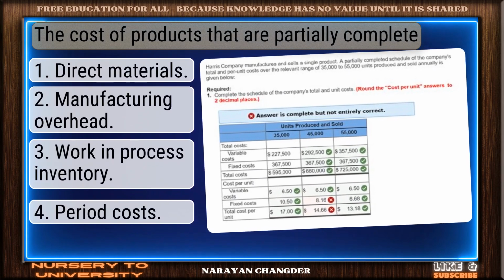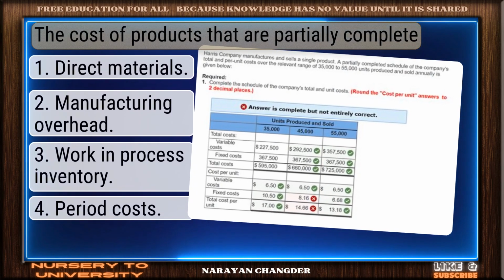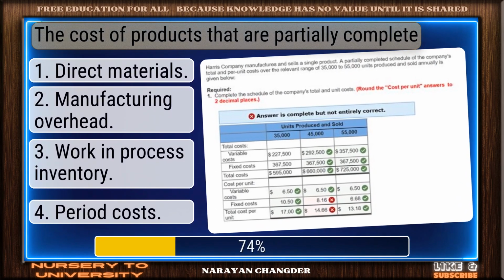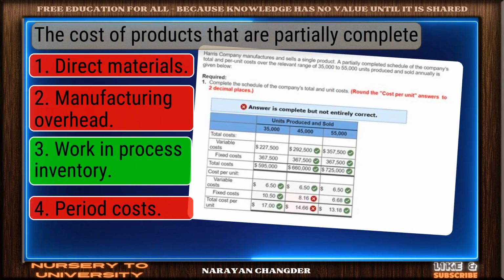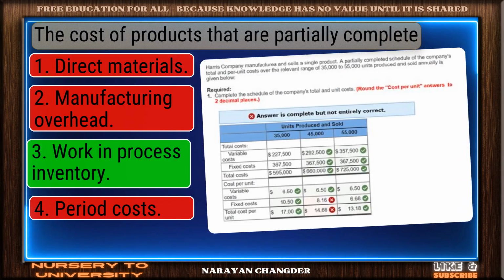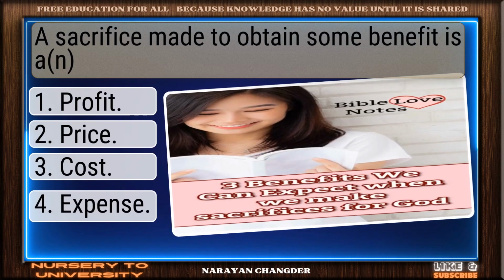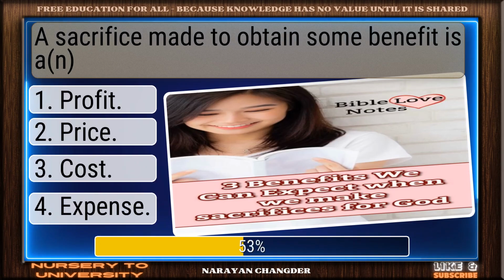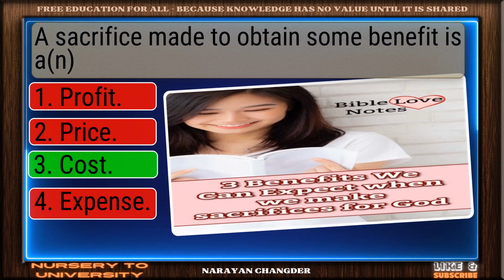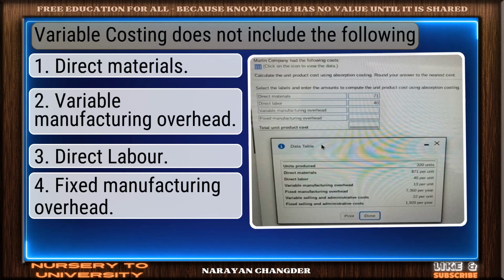The cost of products that are partially complete. Smart move. Work in process inventory is an accurate answer. A sacrifice made to obtain some benefit is a... Bravo, cost is the answer.